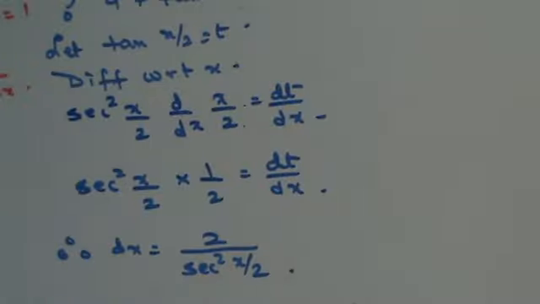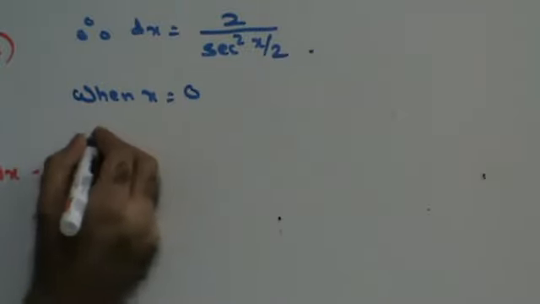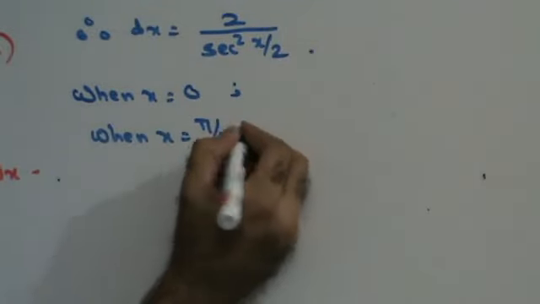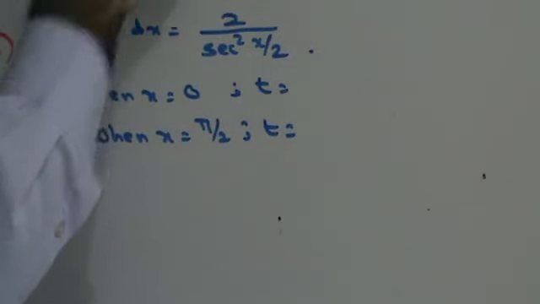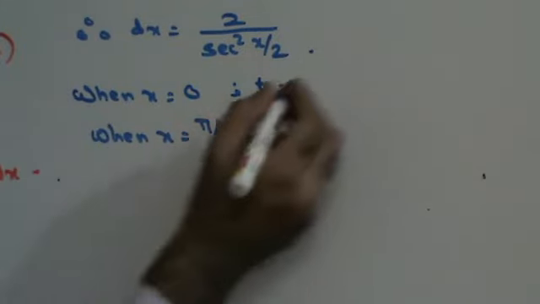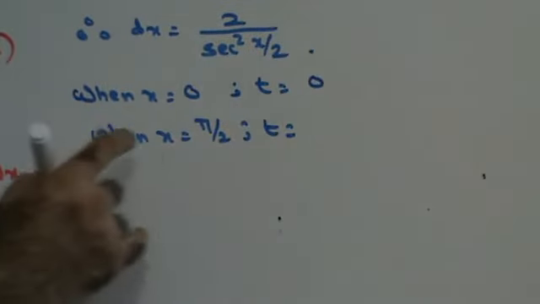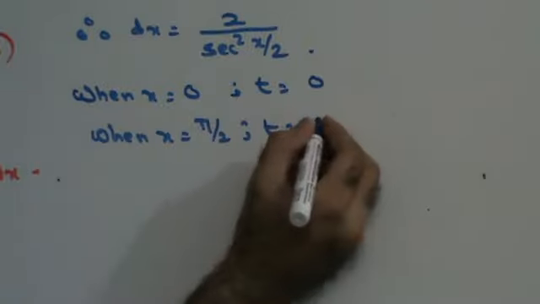So you could say I is equal to integral of, you have substituted, so you have to substitute the limits also. When x is equal to 0, when x is equal to pi by 2, t is equal to. Now when x is 0, tan of 0 is 0, right? Now when x is pi by 2, this will become pi by 2 by 2, so that will become pi by 4. Tan 45 is 1.